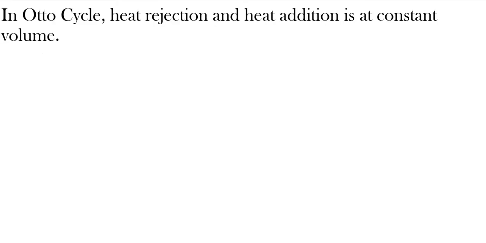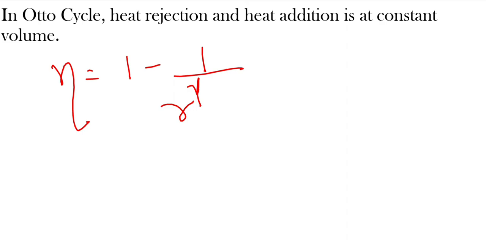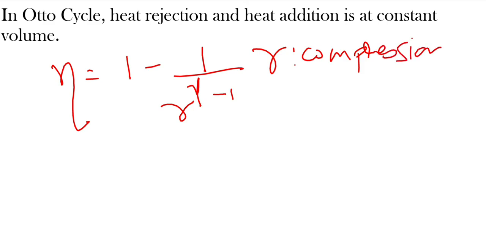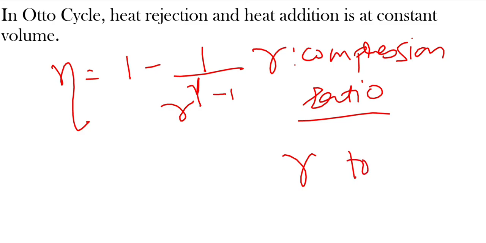Now see here, there are some expressions for the Otto cycle. In the Otto cycle, heat rejection and heat addition are at constant volume, we know that. So the efficiency of the Otto cycle is equal to 1 minus 1 upon R raised to gamma minus 1. So what does it mean? What does the R mean? First let's see. R is known as the compression ratio. Generally the value of R is given in the question, you don't need to worry about that, and the R value lies somewhere from 6 to 12. It is a tentative value.